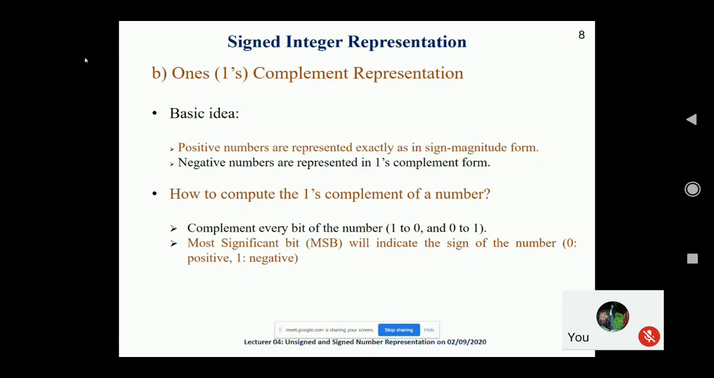Now, how can we compute the ones complement form? It is very simple. Just remember, complement every bit of the number, changing 1 to 0 or 0 to 1. This is called the ones complement. The most significant bit will indicate the sign of the number: 0 is positive and 1 is negative. So this part is similar to sign magnitude.